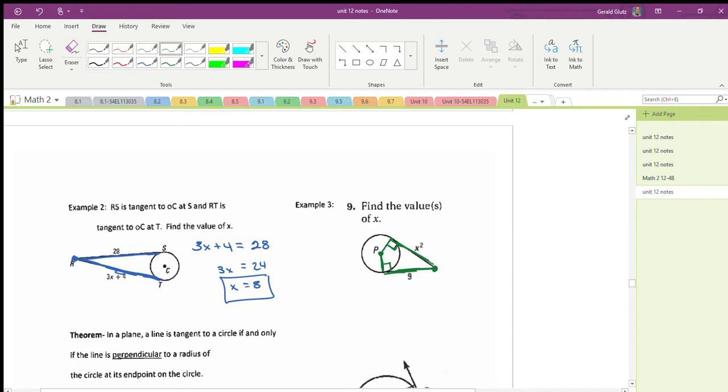Since these two lines are tangent, they have to be equal to each other or congruent. So x squared is going to equal 9 when you take the square root of each side. X equals plus or minus 3. So x could equal -3 or +3.